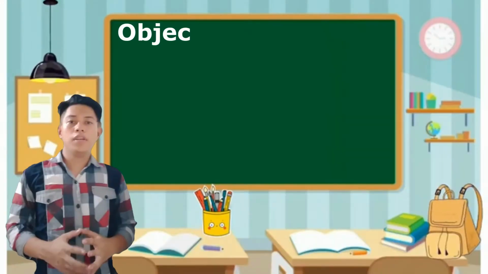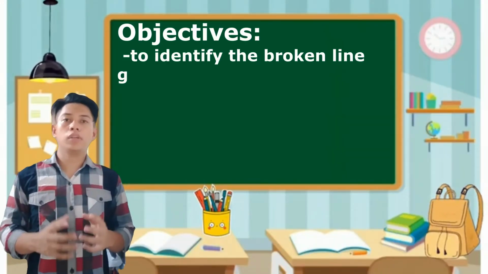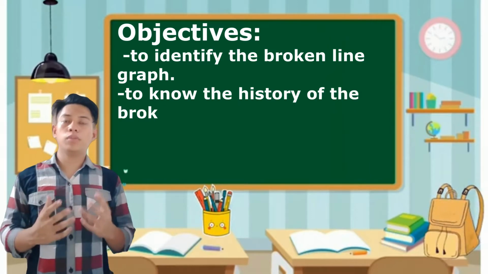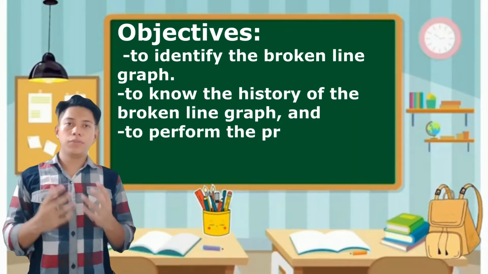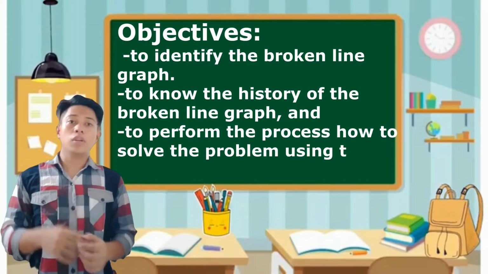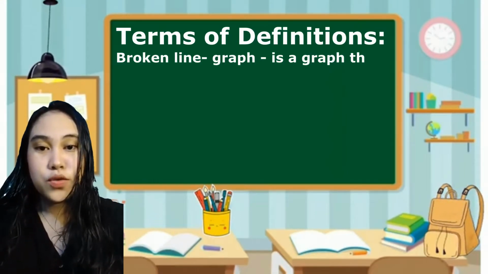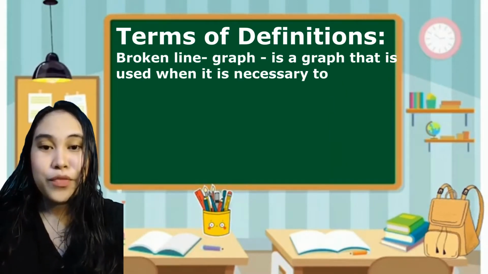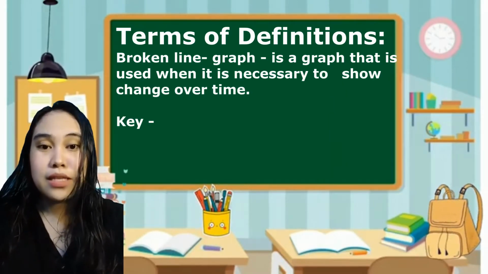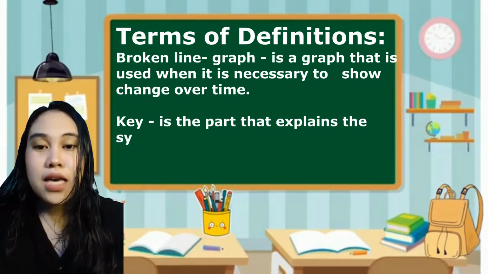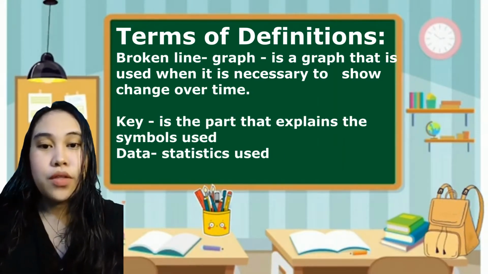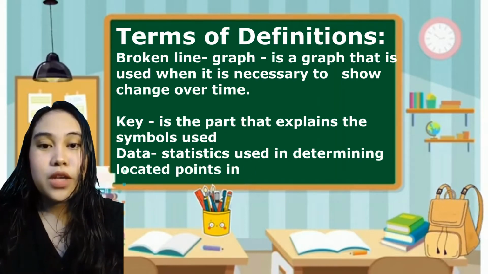To understand clearly, let's have the objectives first. Today, we will learn to identify the broken line graph, to know the history of the broken line graph, and to perform the process on how to solve problems using the broken line graph. In terms of definition, what is a broken line graph? A graph that is used when it's necessary to show change over time. A key is a part that explains the symbols used, and further data is statistics used in determining located points in a line graph.